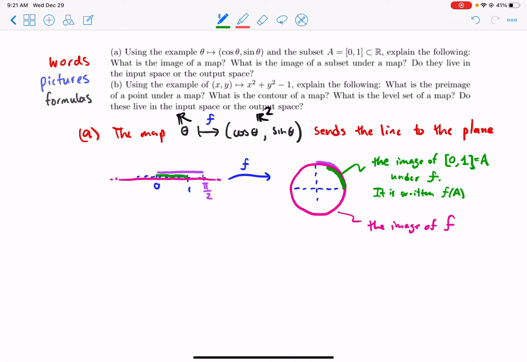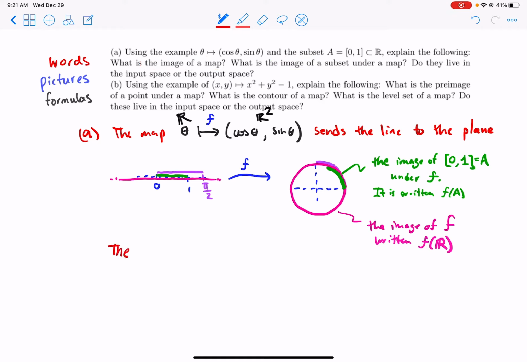All right, and I guess, for the image of the entire map, we could say written f applied to, well, the entire input space. Okay. So let's just, that was sort of all pictures. Now let's do a little words explaining. Make sure we answer, what is the image? What is the image of a subset? Where do they live?